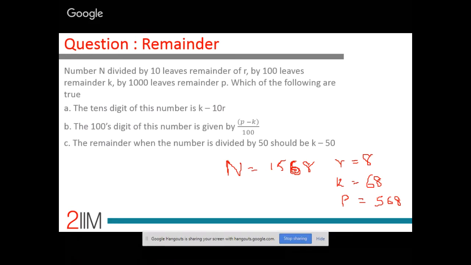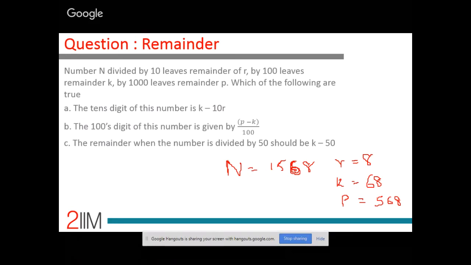The 10th digit of this number is K minus 10R. True? Yes? If you take the number to be 1568, R is 8, K is 68, P is 568. So K minus 10R, 68 minus 80, that's minus 12. That's not the unit digit. That's not the 10th digit.